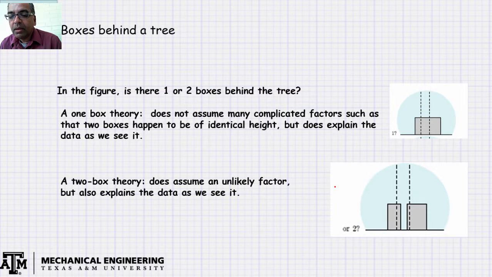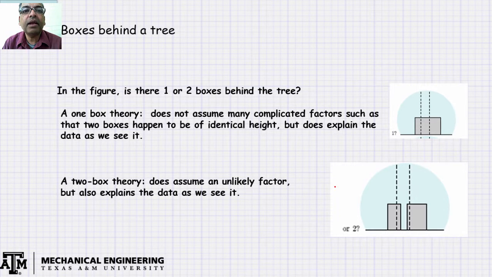So in figure 1, for example, the one box theory does not assume any complicating factors. For example, it does not assume that there could be two boxes, but they just happen to be of the same height. It's much simpler to assume that there's just one box. Okay, and the simpler model, the one box theory, will explain the data. So does the two box theory.